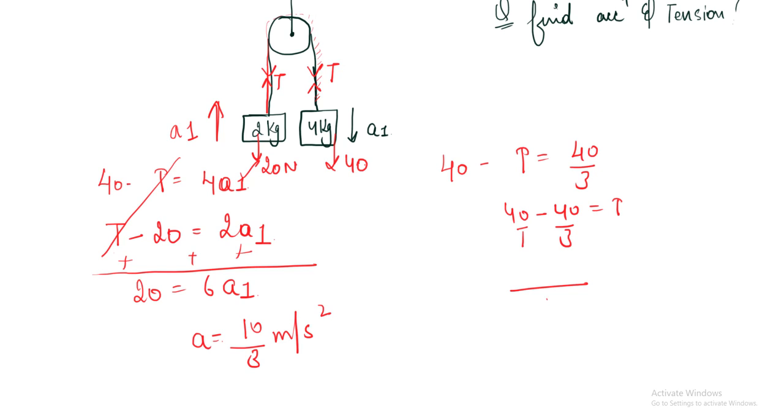By taking LCM, which is 80 by 3 Newton. Now this is the very paper-pen method. We have to write equations. There is another method, which is the oral method, and it can be done without using a pen. It can be done within 5 seconds.